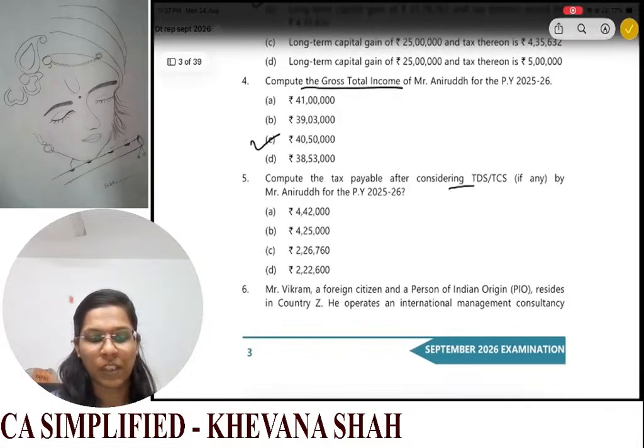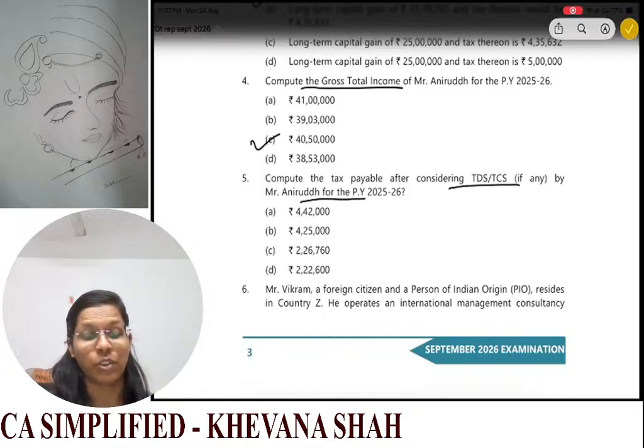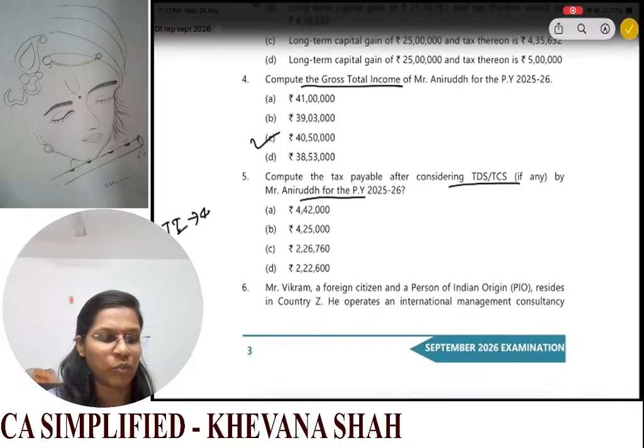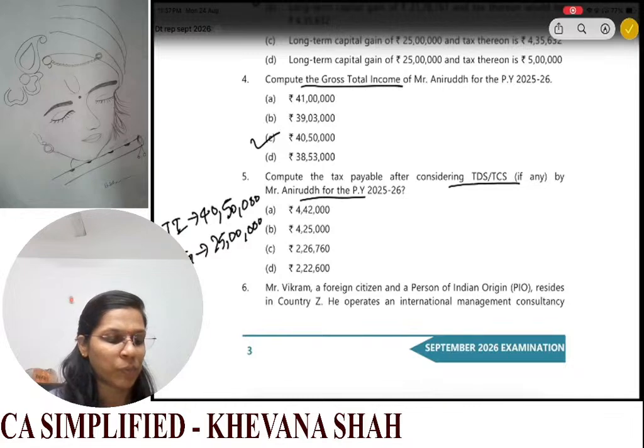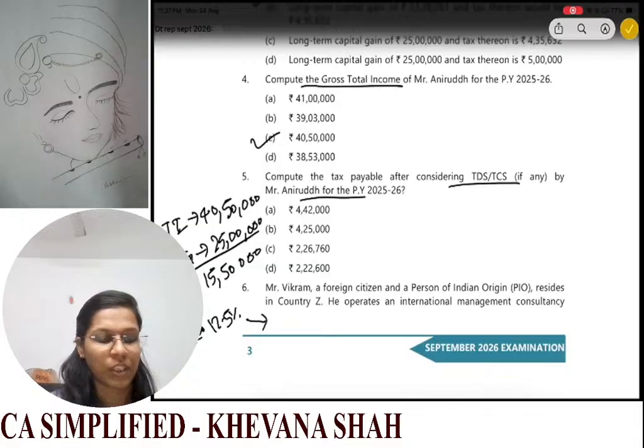Now compute the tax payable after considering TDS and TCS for Mr. Anirudh for the previous year 25-26. So total income we have seen was 40 lakh 50,000. Now long-term capital gain was 25 lakh. So my balance income will be 15 lakh 50,000. Now long-term capital gain at the rate of 12.5% was 312,500.